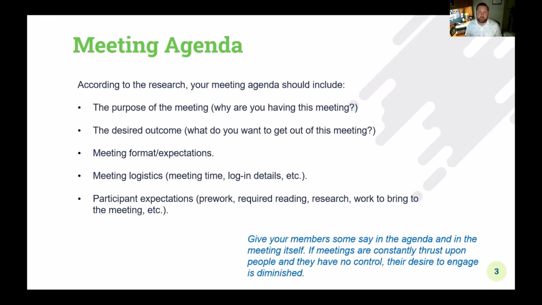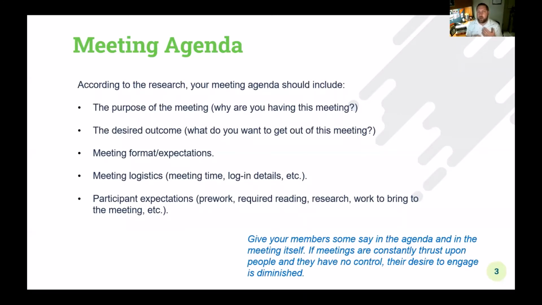Meeting logistics: meeting time, login details, etc. So as a part of your meeting agenda, maybe you send it 3 or 4 days out in advance. Make sure it includes the Zoom link, the login details, day and time, all that information just on that one sheet to make it really easy for your members, okay? And then participant expectations, right?